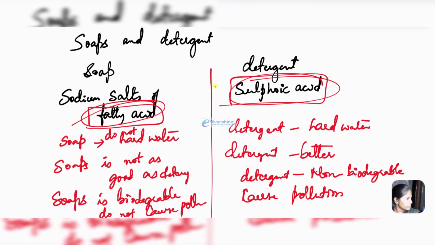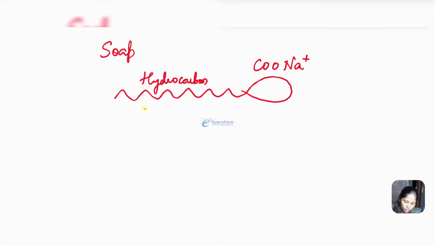Now we will know the structure of the soap molecule. A soap molecule has a long chain fatty acid, with one end having an ionic part and the other having a hydrocarbon part. This is a hydrocarbon chain and this is an ionic part. This hydrocarbon part is the water repelling part. The ionic part is the water attracting part.